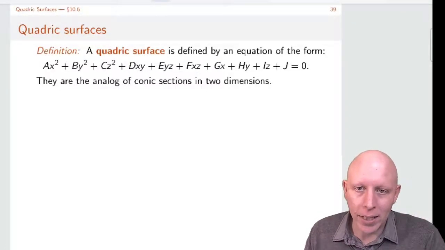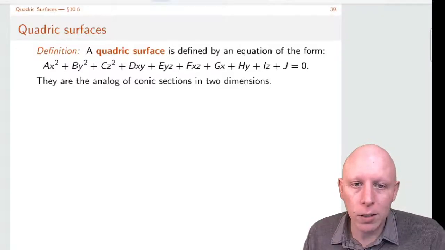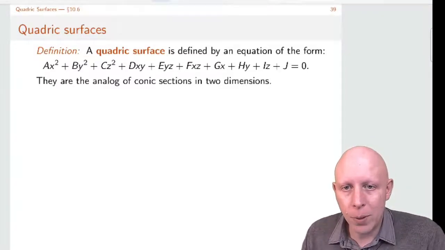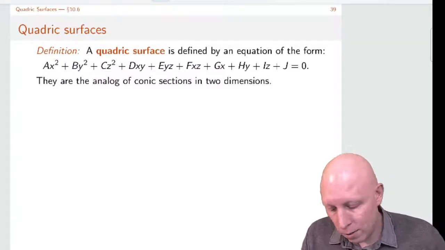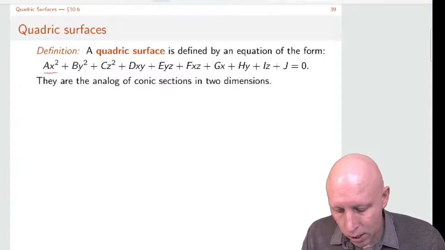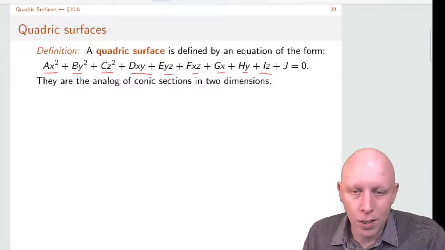Hey there, welcome back. This time I want to talk about quadric surfaces, which are another type of surface that you might run into. Basically, it's the simplest type of surface that involves only quadratic and linear terms in the equation, right?